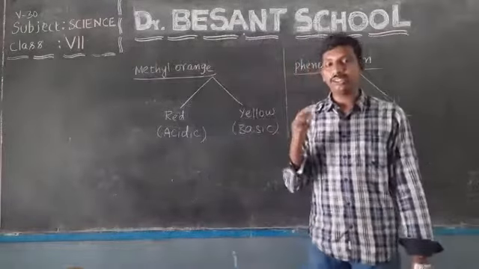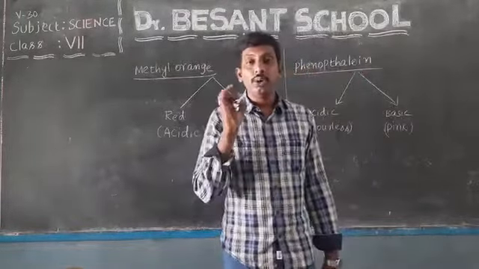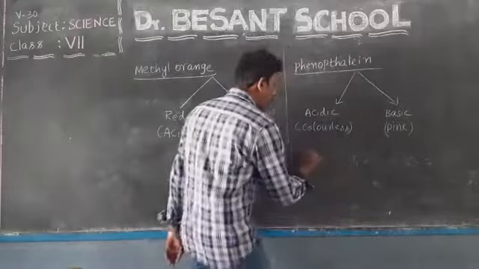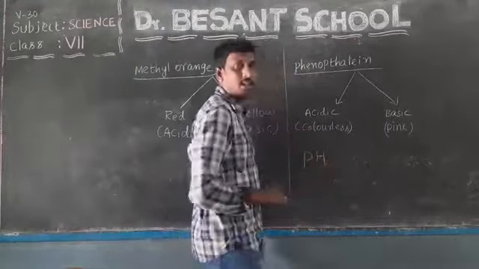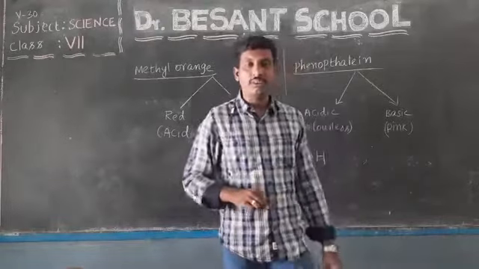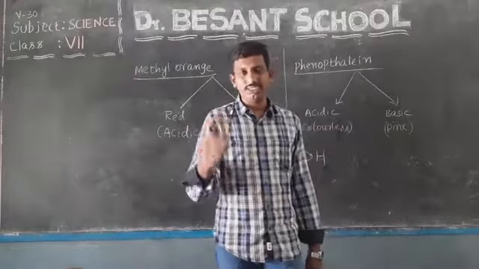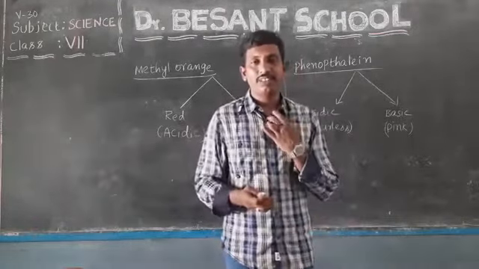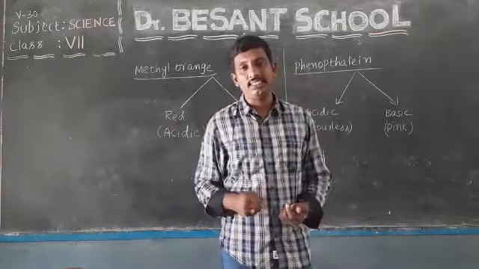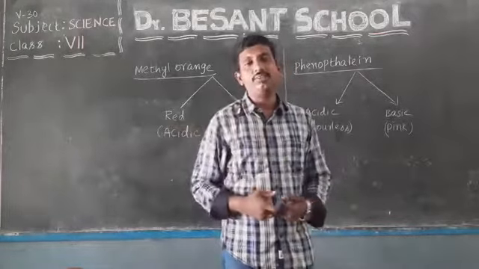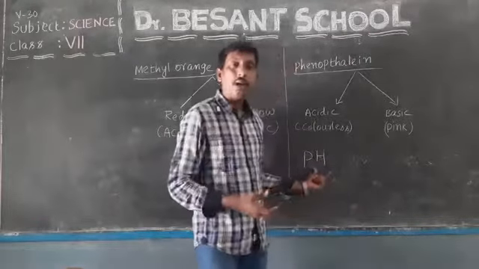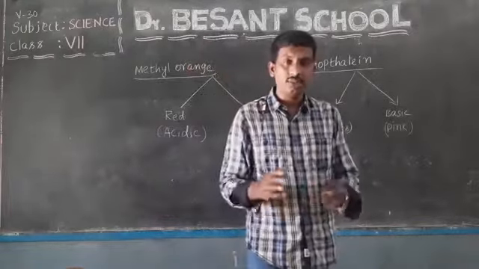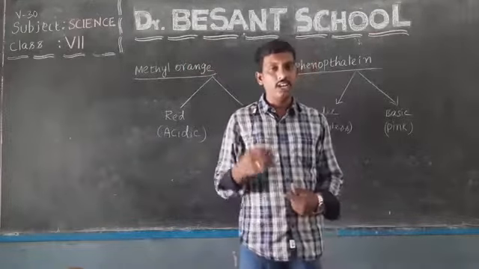In addition to this, I have explained one more indicator, that is universal indicator. I told you about pH value, power of hydrogen ions, which we have discussed in your higher classes. Whenever an acid is given, the strength of that acid, or when a base is given, the strength of that base, can be known by using the pH indicator, called universal indicator. Of course, it is not in your syllabus, but for additional information I have already told you.